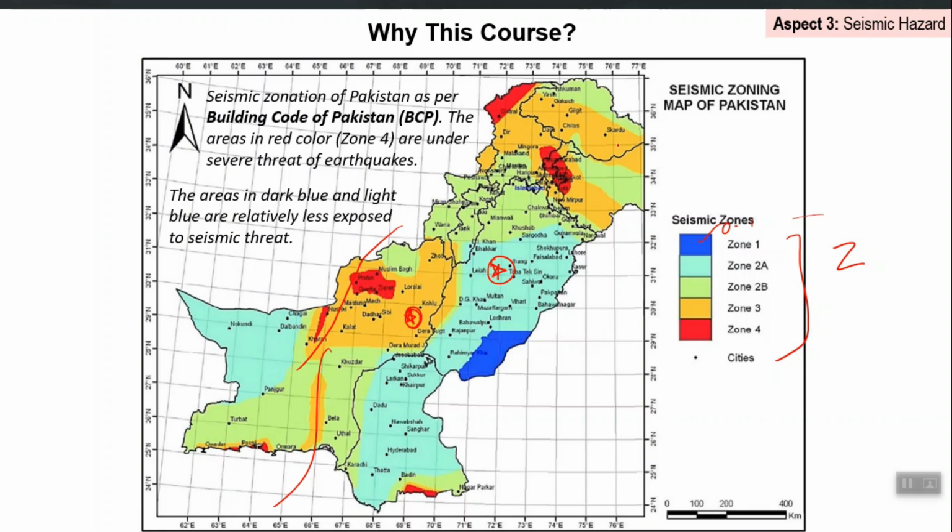For example, if you talk about this whole region which I am encircling, there are several active crustal faults in this region, but the overall number is zone 2B. But if you perform a site specific hazard assessment in the vicinity of an active crustal fault, you will get a higher number than 2B, right. So, depending upon the importance of a project, you should perform site specific hazard assessment.